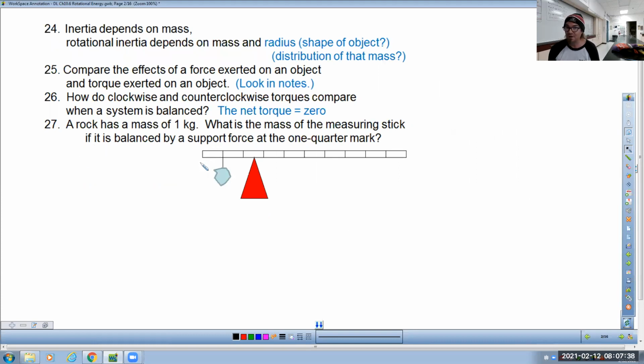Question number 27 looks just like the lab that you guys just did. Back when I was at Serrano and we had limited supplies, this is how we conducted this lab. Now, remember, it was a lower level physics class than what you guys have.